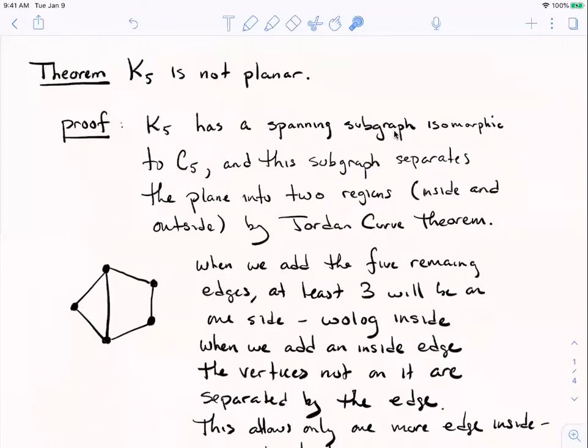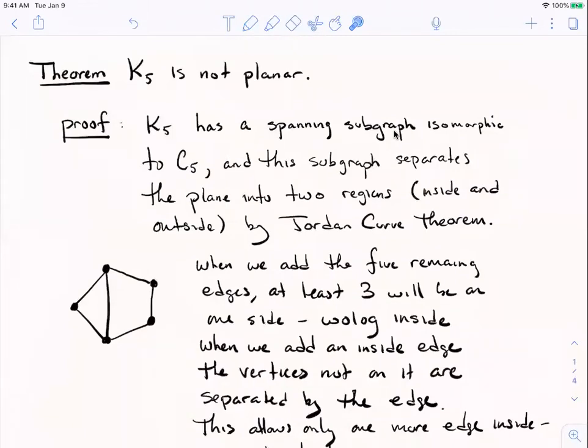All right. So how do we start? Well, K5 has a spanning subgraph that's isomorphic to C5. It's got a cycle of order 5 in it. And that subgraph makes a simple closed curve. And so according to the Jordan curve theorem, that simple closed curve has two regions. It's got an inside and an outside. Okay. So we have to add the remaining 5 edges. And at least 3 of them are going to end up on one side. Yeah, because as you start adding edges, you have to add an edge inside or outside. You have to add an edge inside or outside.